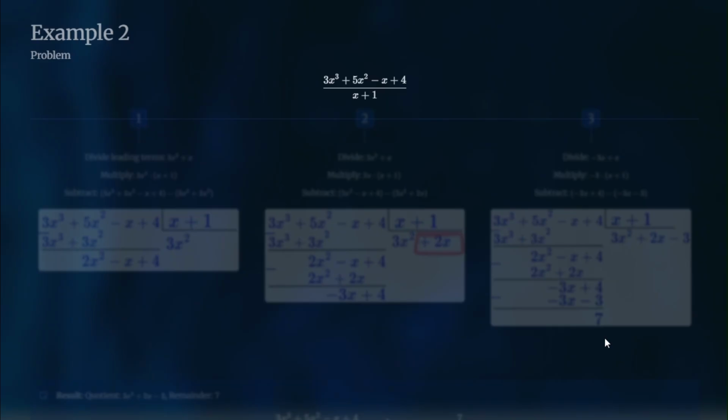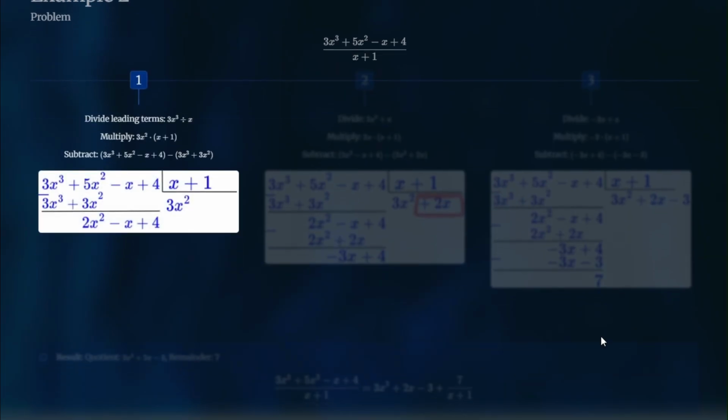Let's look at this next example. We want to divide 3x cubed plus 5x squared minus x plus 4 by x plus 1. First, let's divide the leading terms. 3x cubed divided by x is 3x squared. Then we'll multiply 3x squared by x plus 1. And that'll be 3x squared times x is 3x cubed, and 3x squared times 1 is 3x squared.